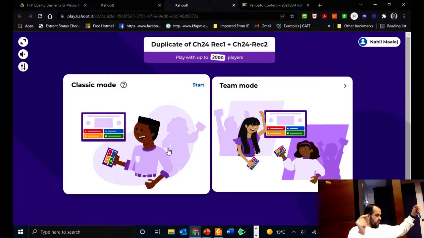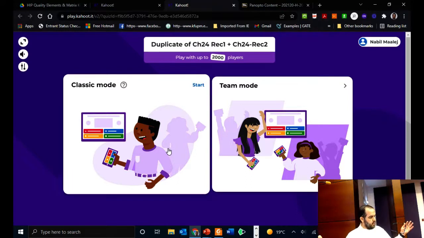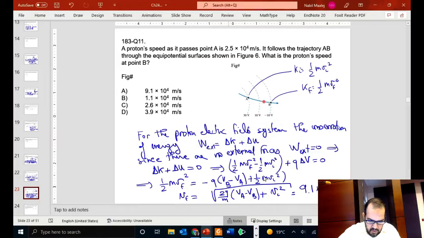V final minus V initial. V final is at point B, V initial at point A. So VB minus VA: the initial position and the final position. V final is the potential at the final position, B. So it's VB minus VA. And here the minus sign, I put it inside the parentheses, so it became VA minus VB.